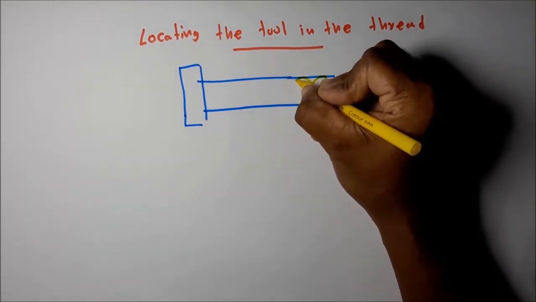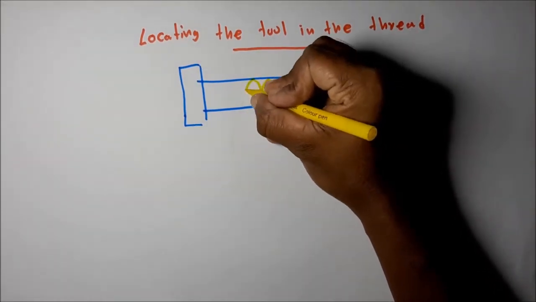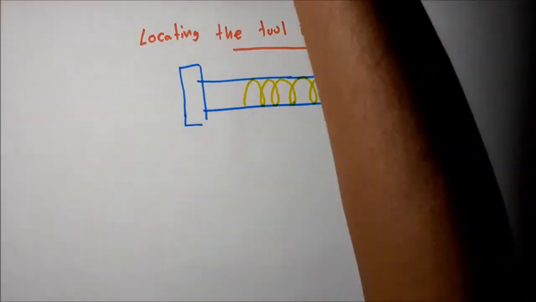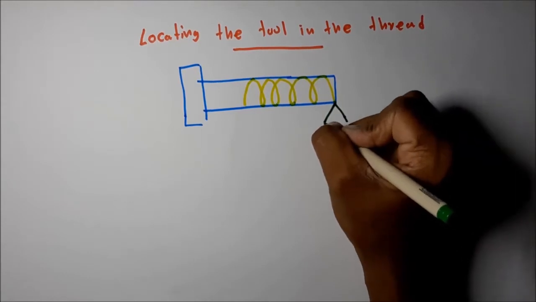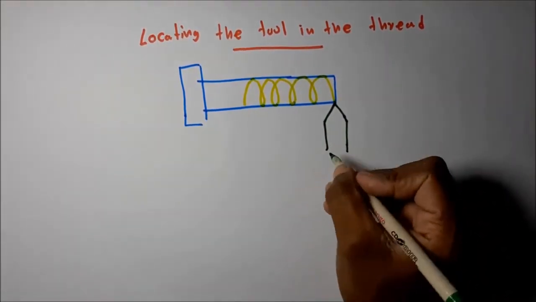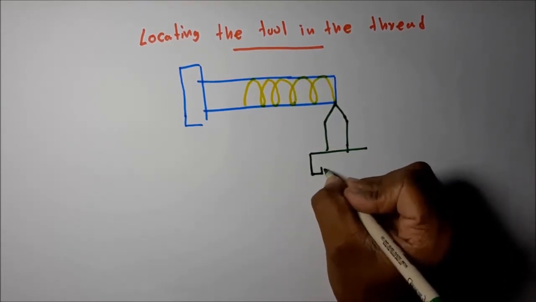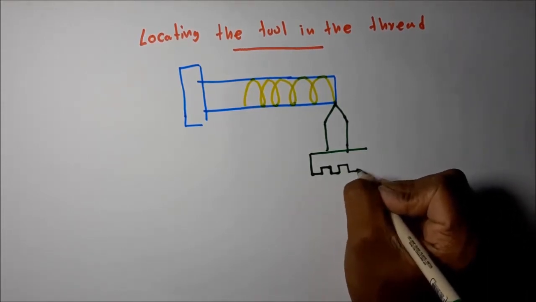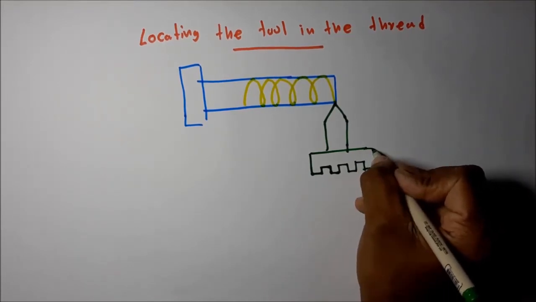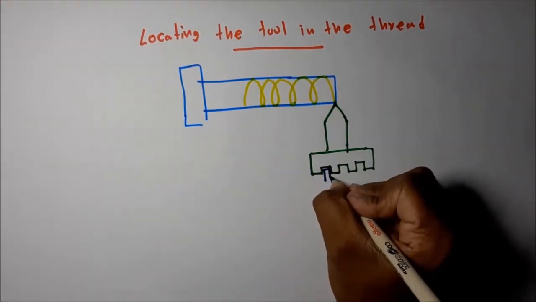This is the thread, having the relative path between the workpiece and the cutting tool as a helical path. I will draw the cutting tool also. Here is the cutting tool. Then the cutting tool is connected to the lead screw through the half nut. This is called the half nut. It is connected to the lead screw. Then this is the lead screw.